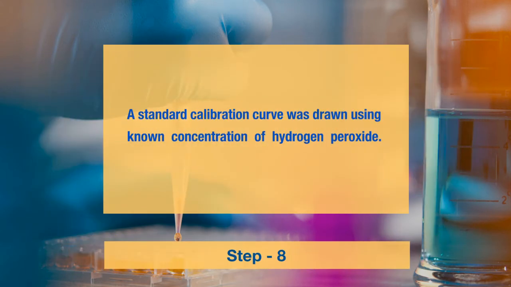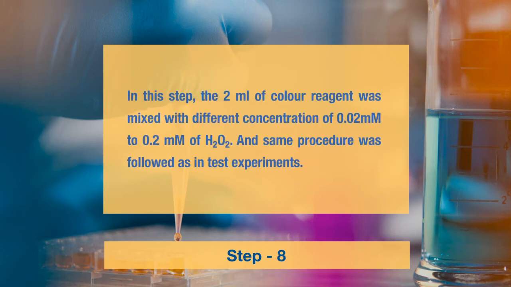Next, a standard calibration curve was drawn using known concentrations of hydrogen peroxide. In this step, 2 ml of color reagent was mixed with different concentrations of 0.02 millimolar to 2 millimolar of hydrogen peroxide, and the same procedure was followed as in test experiments.